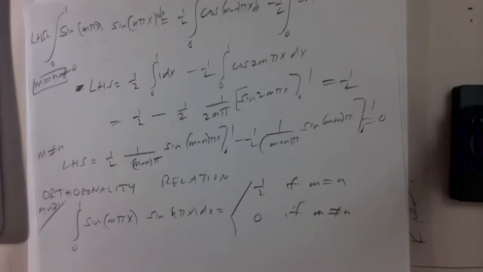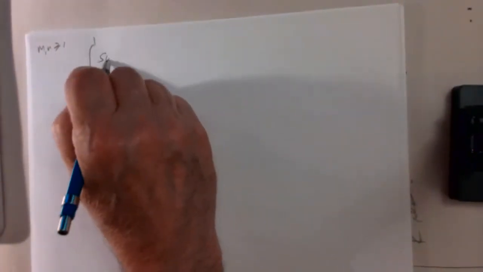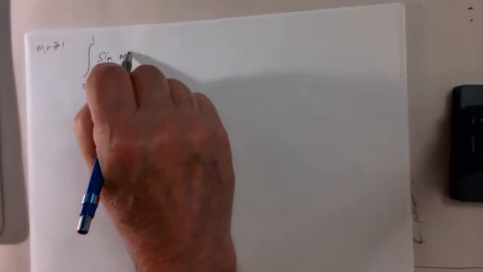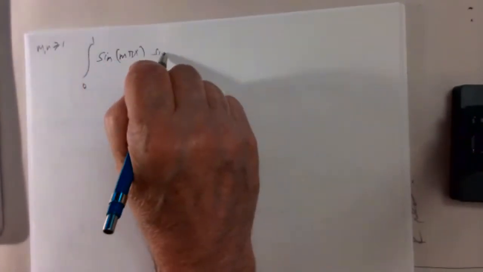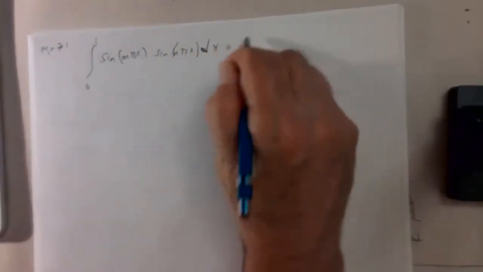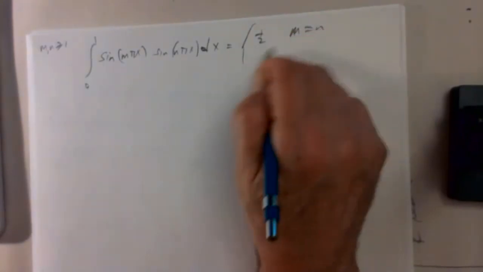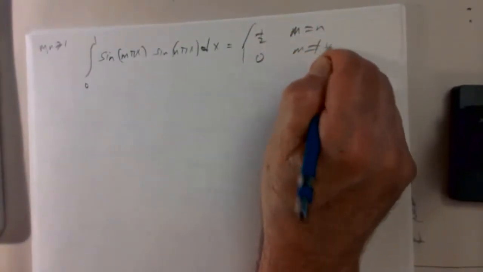Okay. So we have this orthogonality relation, which is so important. I will write it down again. For m and n positive integers, the integral from 0 to 1 of sine m pi x sine n pi x dx equals a half if m equals n and 0 if m is different from n.